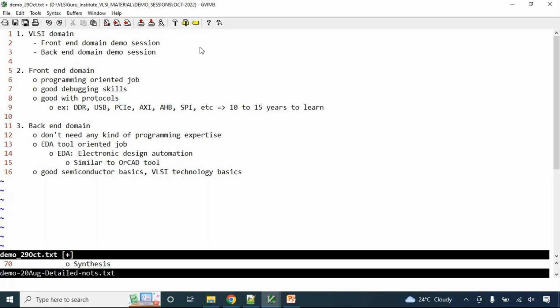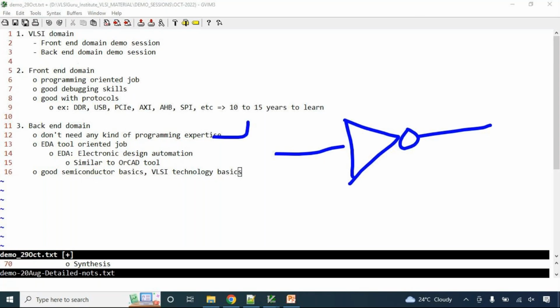For example, if I have an inverter and I apply input like this, the output won't come like this. The output comes something like this. So you should understand what this time is, how much time it takes. Those are all fundamentals a backend engineer should understand.